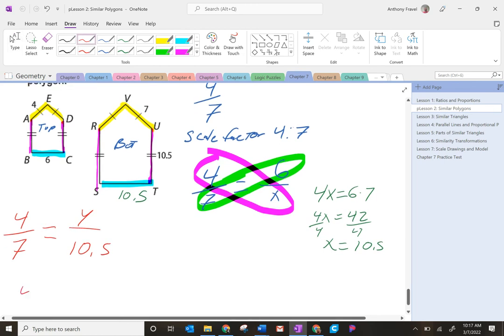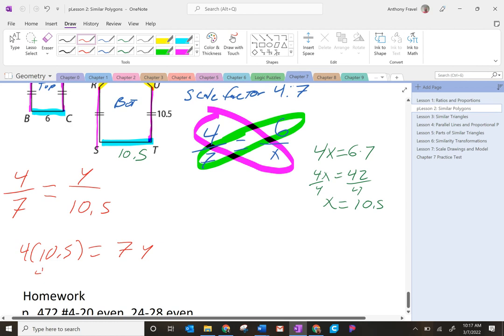Okay, so I'm going to multiply these ones out. I got 4 times 10.5 equals 7 times Y. I get 40, that's not right. I'm struggling here. 42. 42 equals 7y. Divide both by 7. My y value equals 6. So I know that one's going to be 6. I know that was the 10.5.